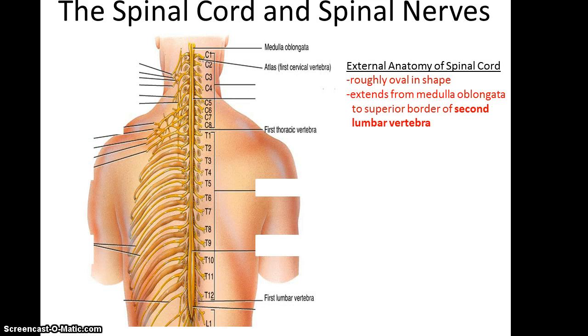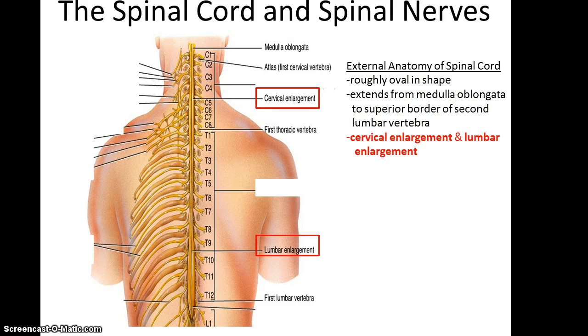So if you look at the spinal cord as a whole, you see that it has a few interesting external features. To start with, it is roughly oval in shape. It is not a circle, it is an oval. And it extends from the medulla oblongata at the base of the brain all the way down to the second lumbar vertebra. So that's important to point out. It doesn't go all the way down to the sacrum. It stops at the second lumbar vertebra.